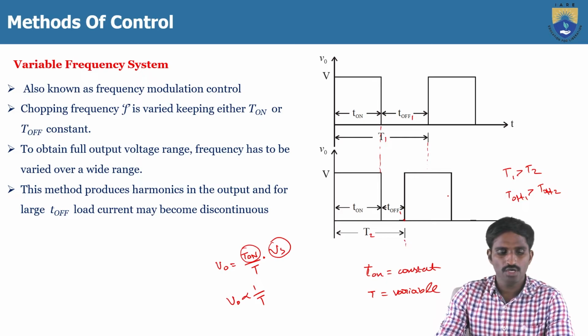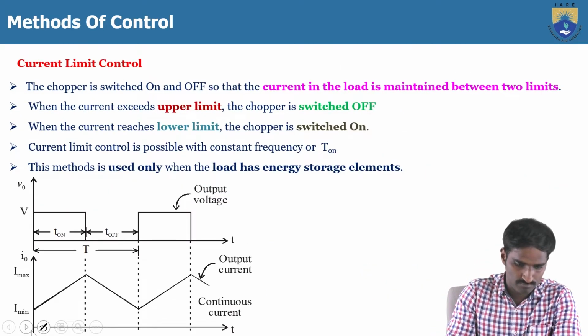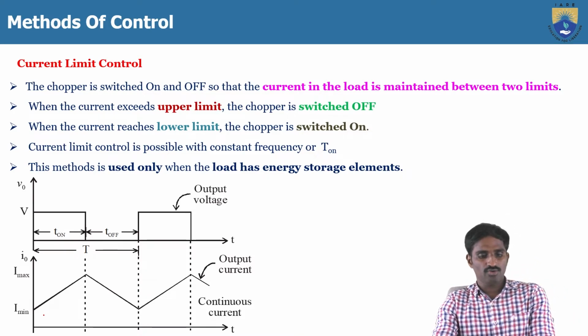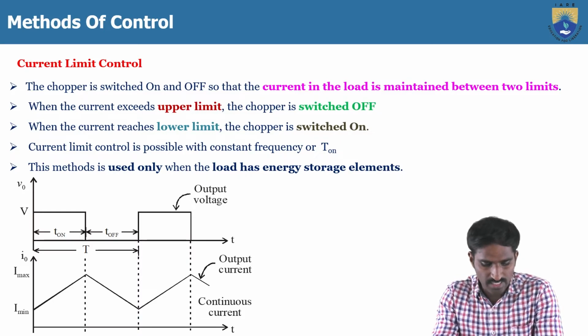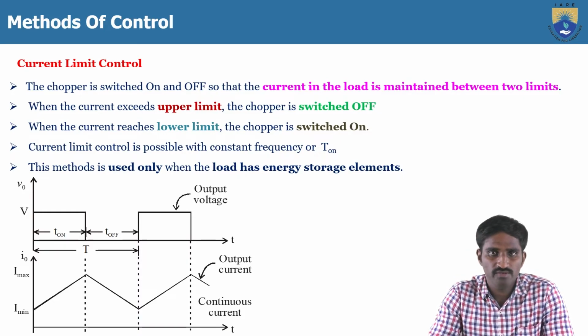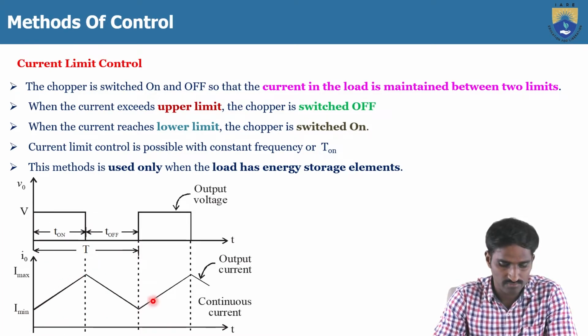Okay, so this is the variable frequency control method. Then the current limit control method. Because before, we have discussed the basic operation of the chopper. In the basic operation of the chopper, the current waveform that we have discussed is about like this, right? This is the current waveform.